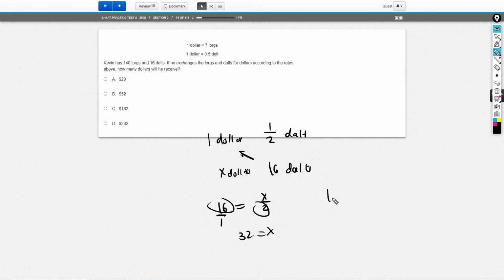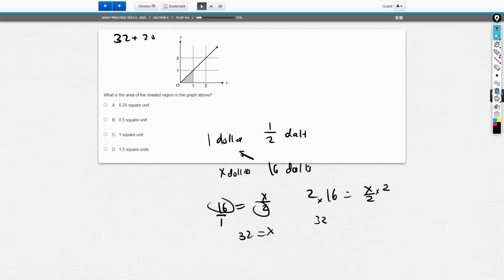Or I can just know that whenever I want to get rid of the denominator, when my numerator is a variable, I can just multiply the numerator on both sides by the denominator to get 32. Now he has 32 and $20 for a total of 52, which is choice B.